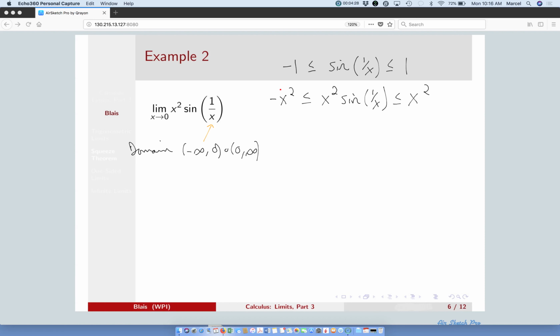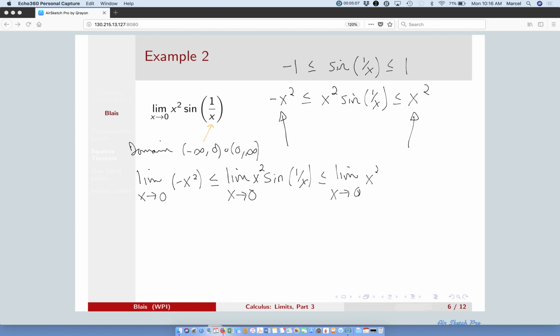So let's now examine the limits of these. And we note the limit as x goes to 0, so we're looking at the same limiting behavior as we are for the given function, of minus x squared, and this is really the idea, this is going to be less than or equal to the limit as x goes to 0 of x squared times sine of 1 over x, which is less than or equal to the limit as x goes to 0 of x squared. And we know that each of these limits is 0.